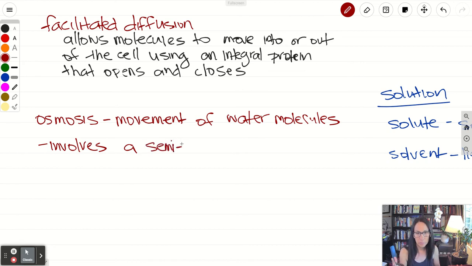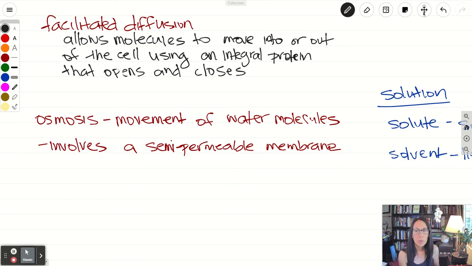Permeable means to pass through. This is semi-permeable because it only allows water to pass through. So, semi-permeable membrane. And this is what your cells have. They have a membrane that only allows water.